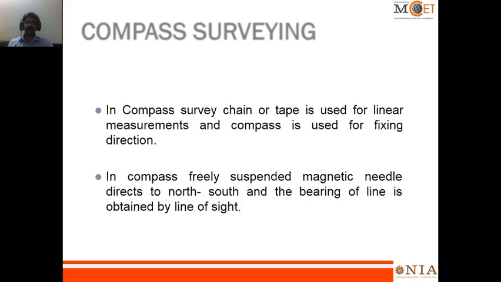So, compass surveying. In compass surveying, chain or tape is used for linear measurement and the compass is used for fixing the direction. So here we have understood that the chain becomes one of the accessories for compass surveying, right? In a compass, a freely suspended magnetic needle directs to north and south, and the bearing of a line is obtained by line of sight. So here a new term arises: bearing. This bearing has different meanings.